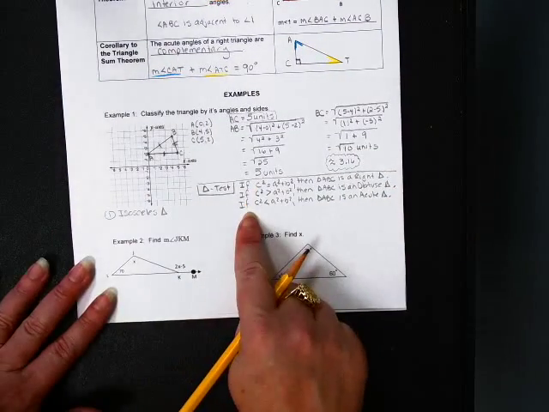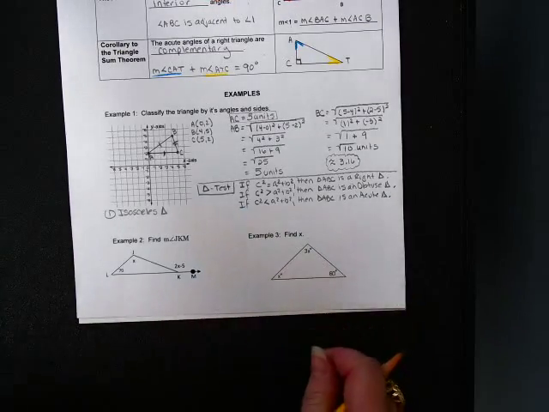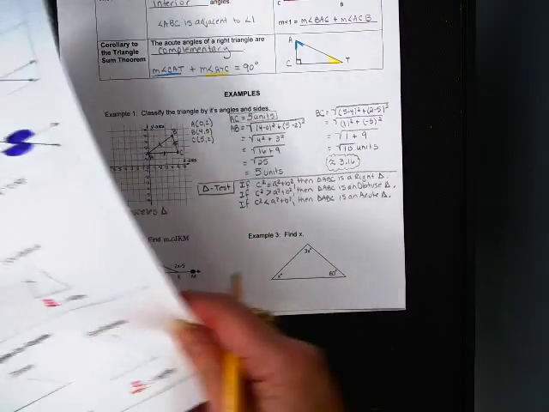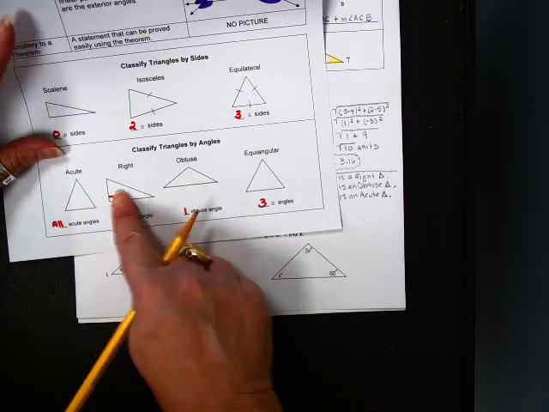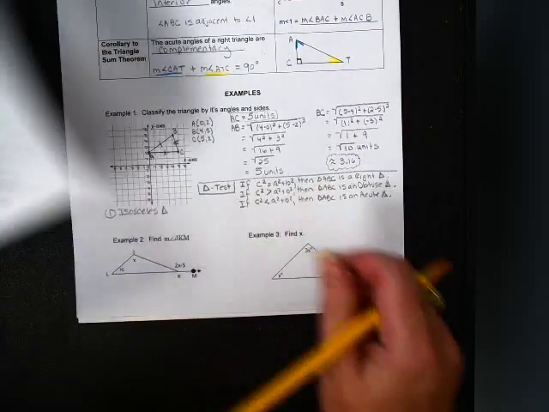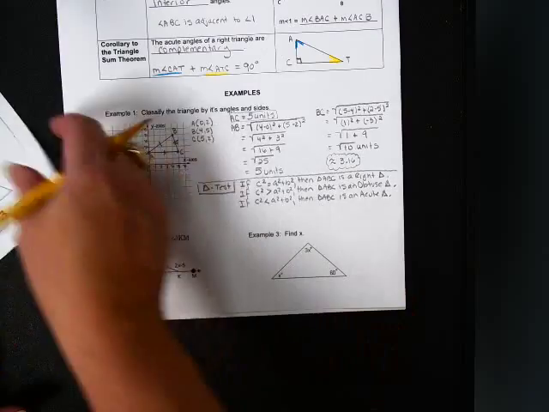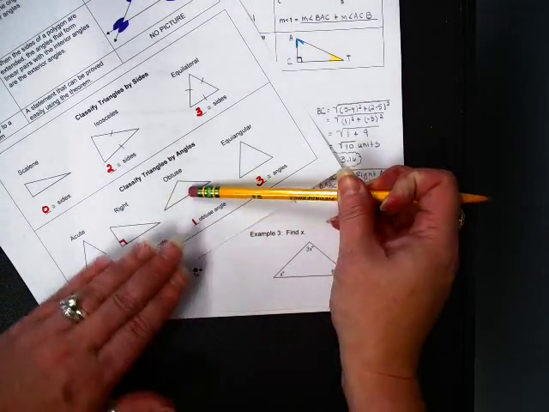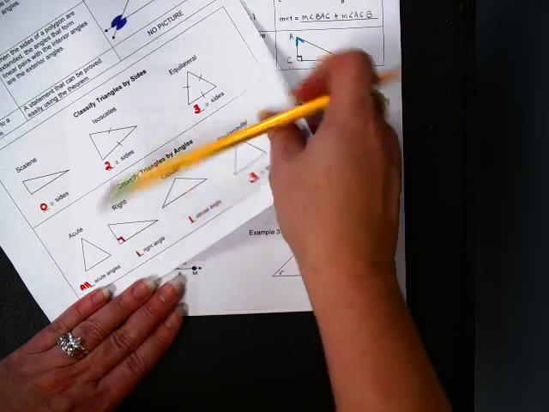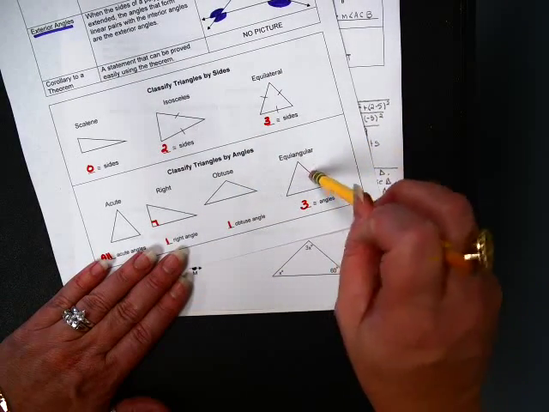And then if it's none of those, then, because we have acute, right, obtuse, and equiangular, this test will tell me if it's one of these three. But if it's not these three, then you know that it's a possibility that it's equiangular.